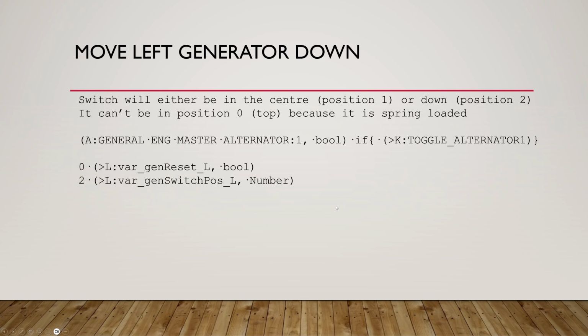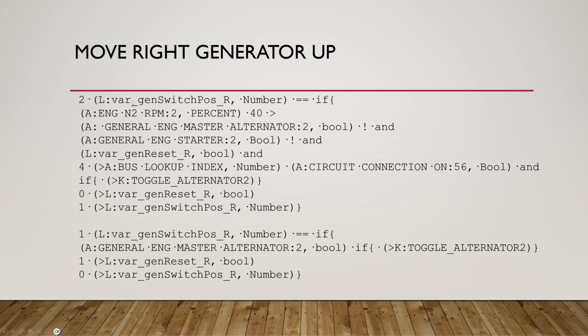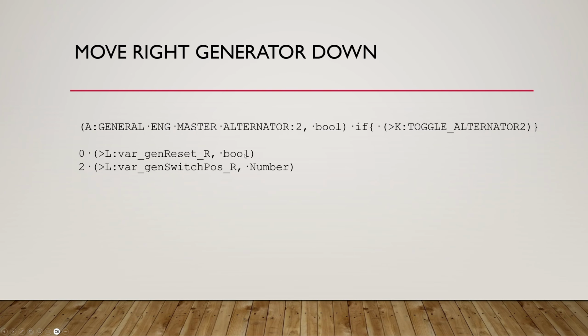And the right generator is pretty much the same. It's just going to be checking the R version of alternator 2. So again, it checks if it's in the off position, do all that stuff there, and then move it to the on position. If it's on, put it up to the reset position and drop it back to the on position. And the off is, again, check alternator 2, and if I need to, turn it off, make sure the reset's turned off, and then move the switch into position 2. So that's again on the long press for that one.